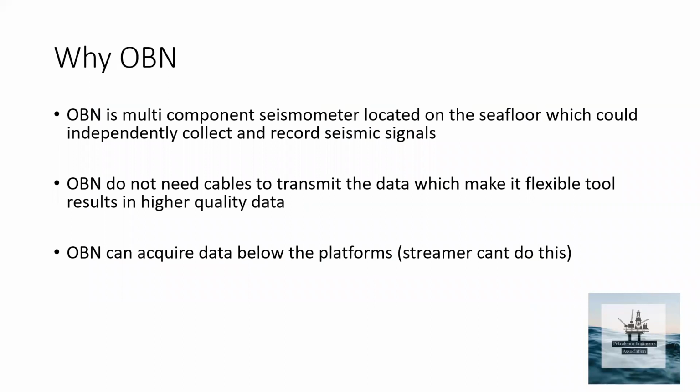OBN is a multi-component seismometer located on the seafloor, which can independently collect and record seismic signals. OBN does not need cables to transmit the data, which makes it a flexible tool and results in higher quality data. OBN can acquire data below the platform. Streamer cannot do this.